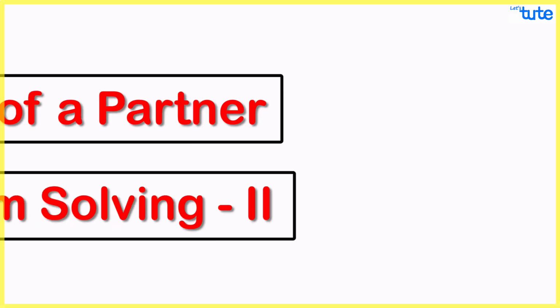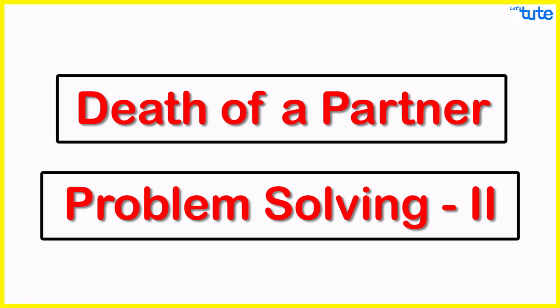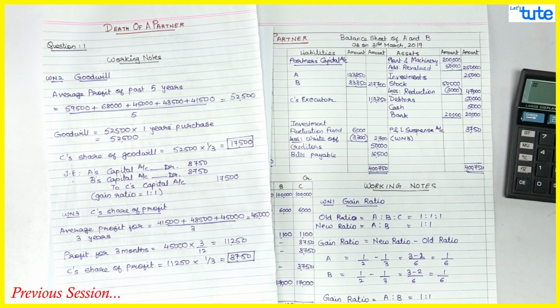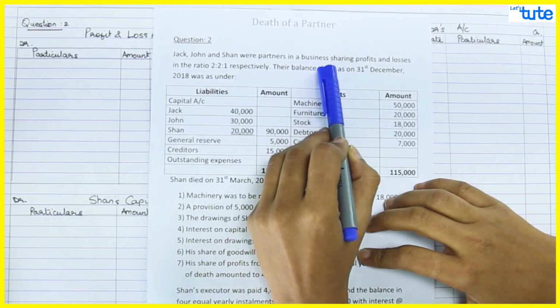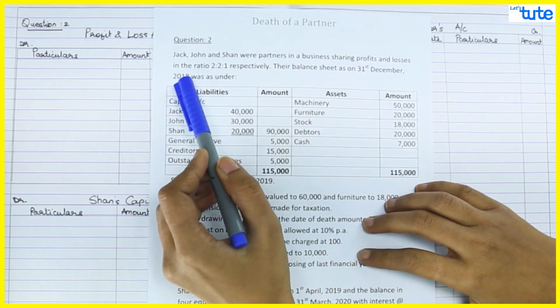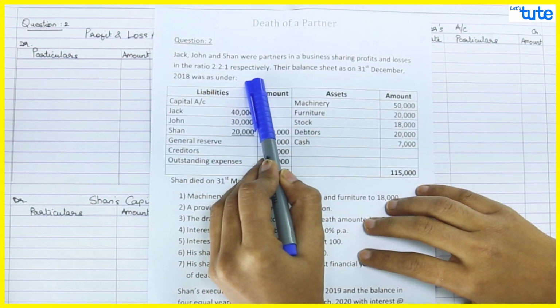So today we are starting with question number 2 of death of a partner. We already did question 1, so you can refer to that question first and then start with question number 2. Jack, John and Sean were partners in a business, sharing profits and losses in the ratio 2:2:1 respectively.